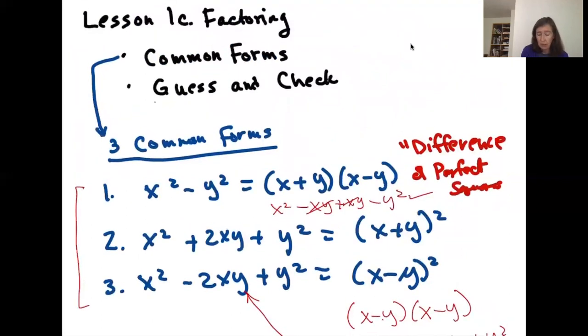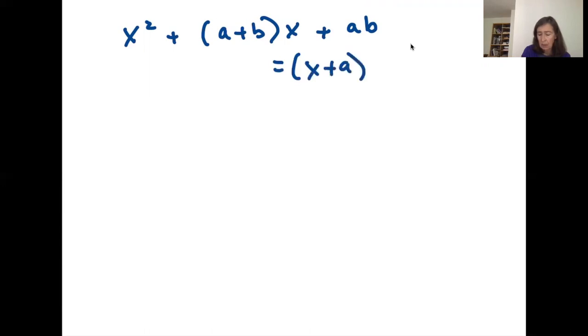The other thing I want to do is talk about this sort of guess and check technique. So let's go to a new page here. And what am I talking about with this? Okay, what I'm thinking about here are expressions that have a slightly more complicated form. They have a form that looks like this: x² + (a + b)x + ab. Okay. I'm going to assert that that equals (x + a)(x + b), and just like always, we're going to check.